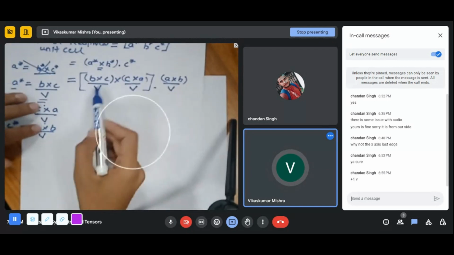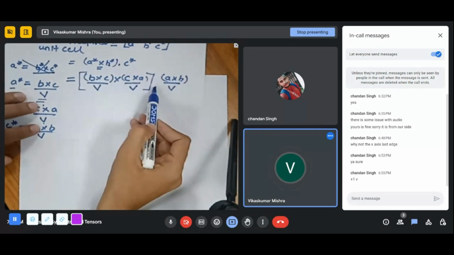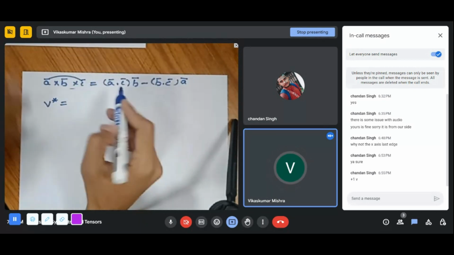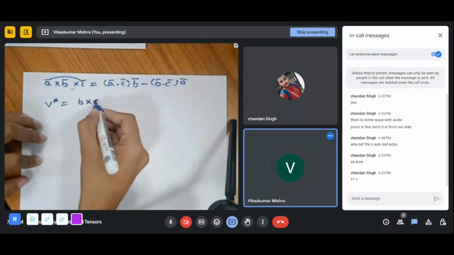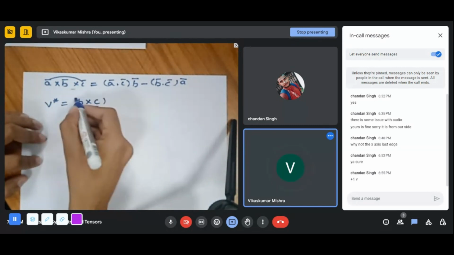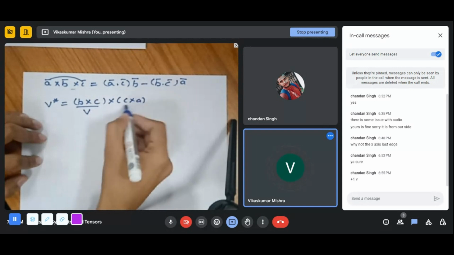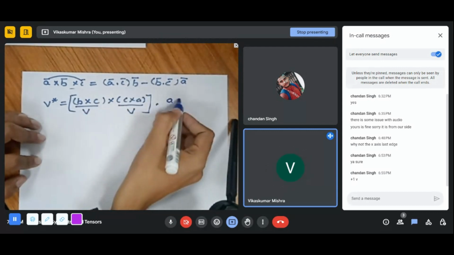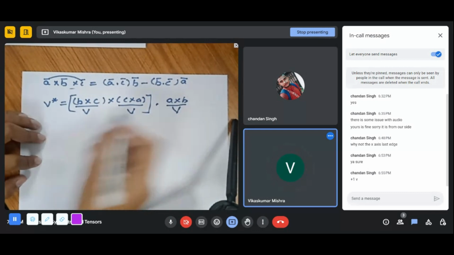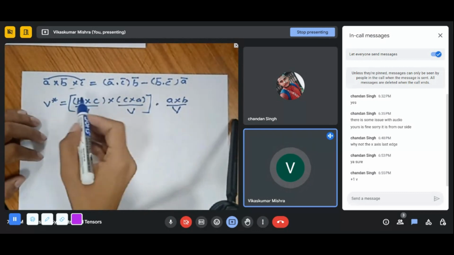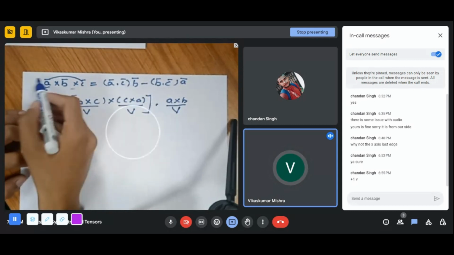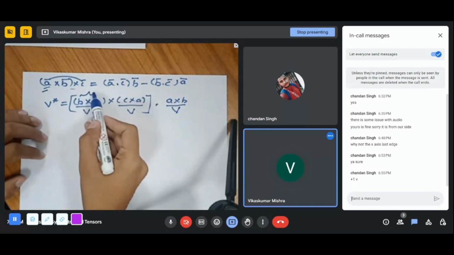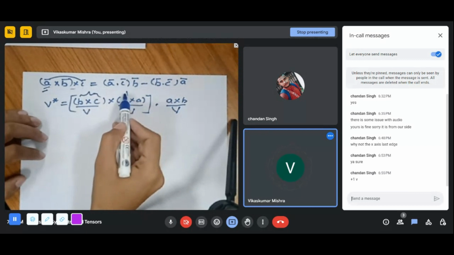It was B cross C by V, C cross A by V, and A cross B by V, and here is cross, here it is dot. So I will just write the same as it over here. So we got B cross C divided by V, cross product of C cross A divided by V, dot product of A cross B divided by V. Now we can consider one of them to be our vector A. Sorry, I forgot to write the bracket. It's okay. So we can consider this to be the A, and this to be the B and C.